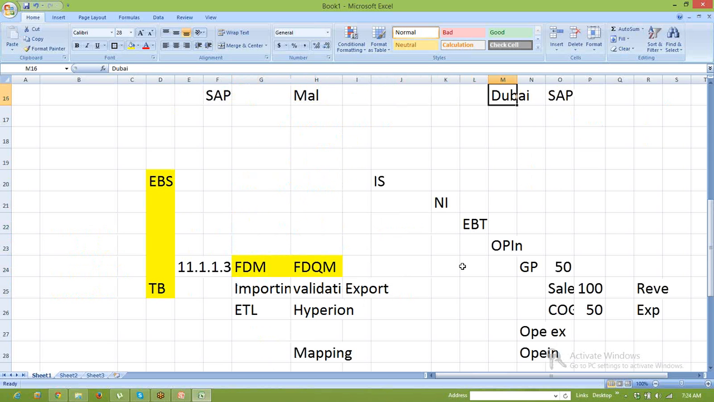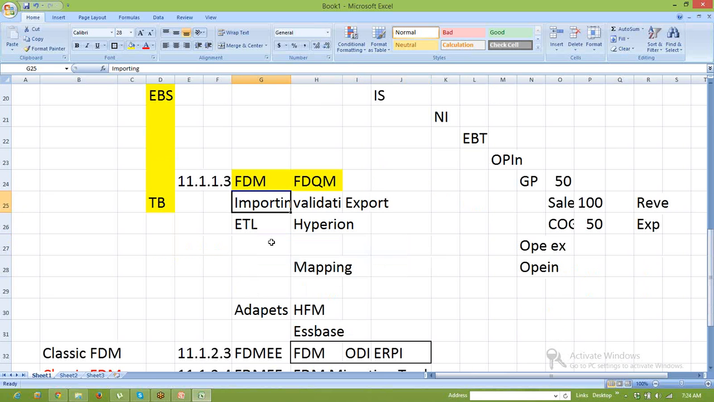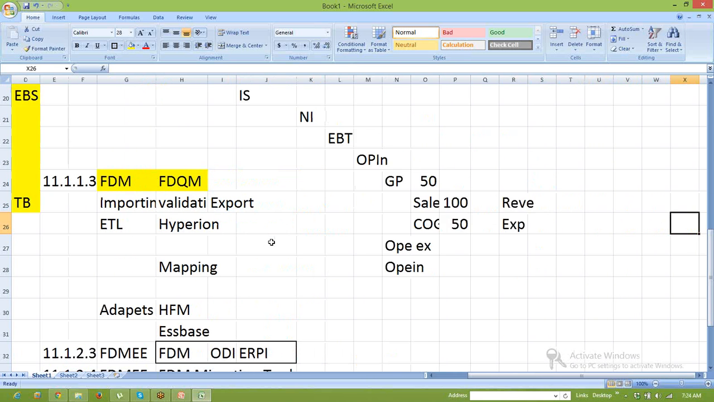Coming to HFM, this is the basic part: you get the data from source systems and import, validate and export into the HFM application using FDM or FDMEE. This is an intermediary application to push the data into HFM applications where it is required. And once you get the data into the HFM application, we run the consolidation.